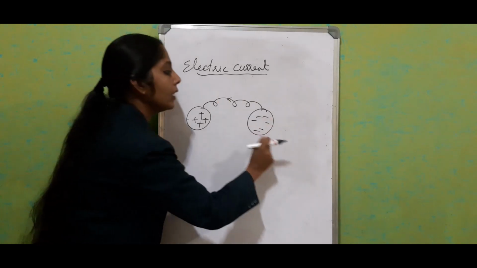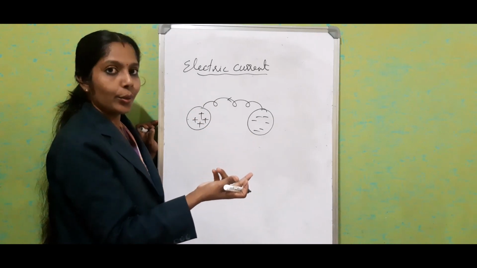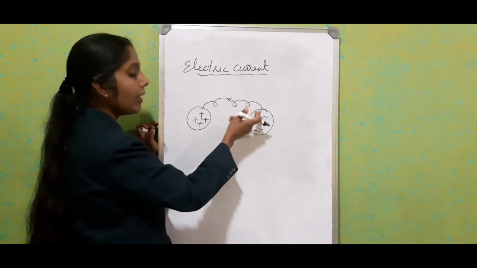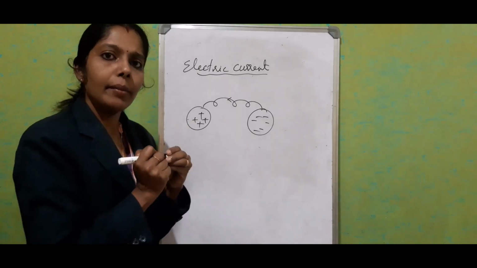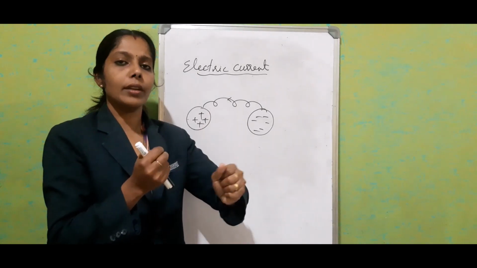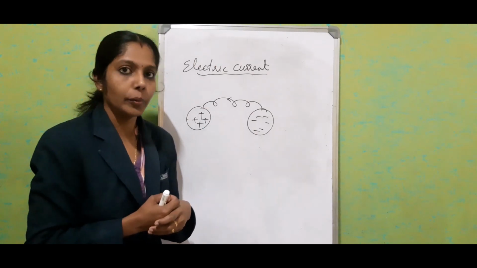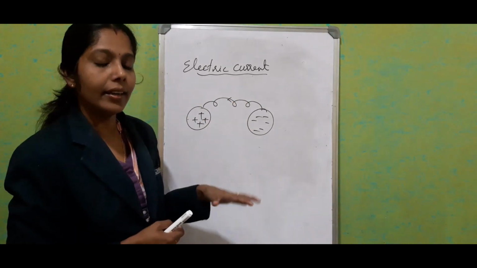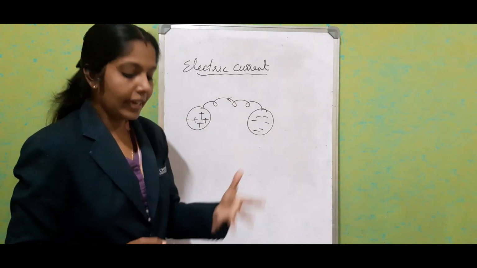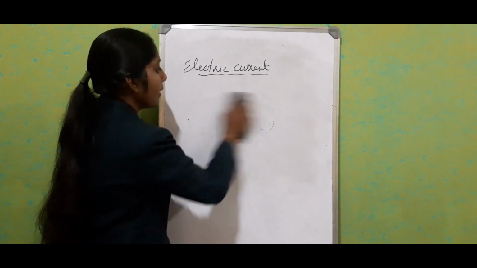Wherever the body is negatively charged, it has more electrons, so electrons will travel from that end to this end. During the rubbing time also, the electron is traveling, or one body is giving electrons to the other body. Now we'll see what is electric current, or simply current, which we can tell as the rate of flow of charge.